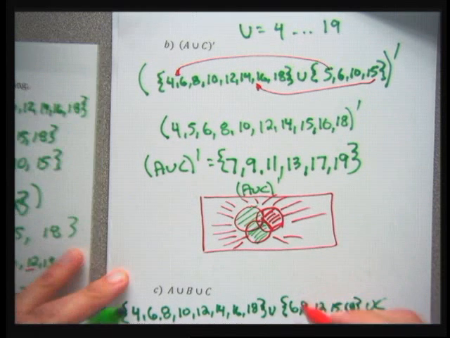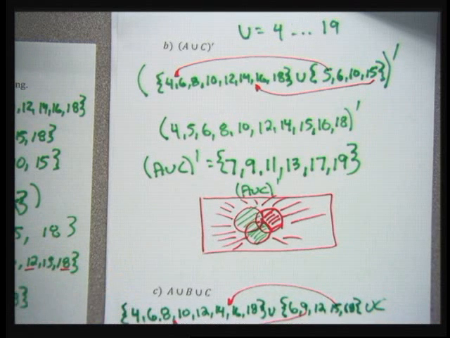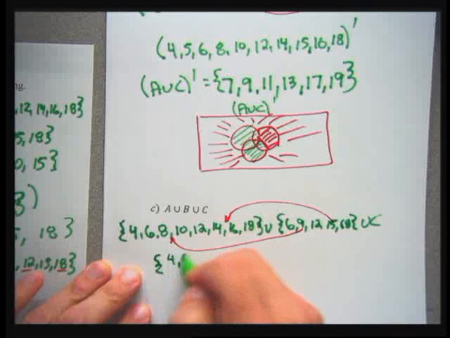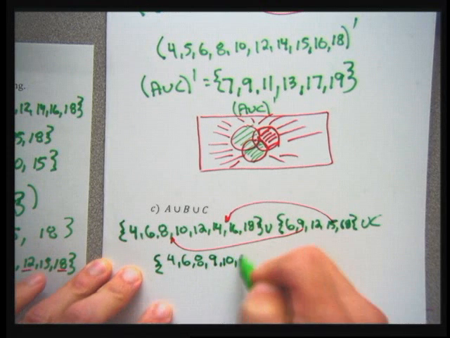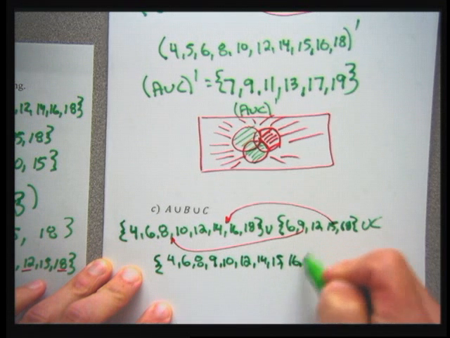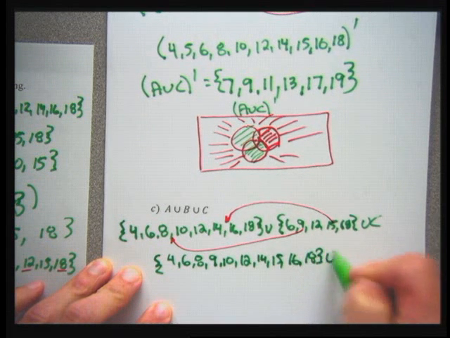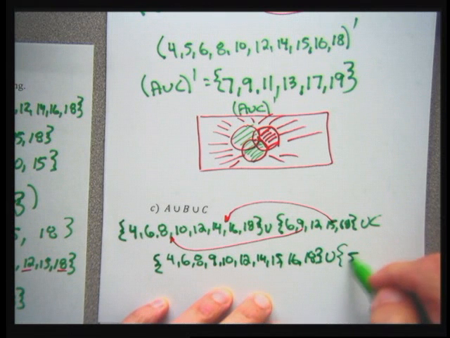So what I'm going to do is add what's missing that this set has. I'm going to put the 9 in, and I'm going to put the 15 in. I already have the 6, 12, and 18. So the A union B comes out to be 4, 6, 8, 9, 10, 12, 14, 15, 16, and 18. I'm going to union that with C, and C is 5, 6, 10, and 15.